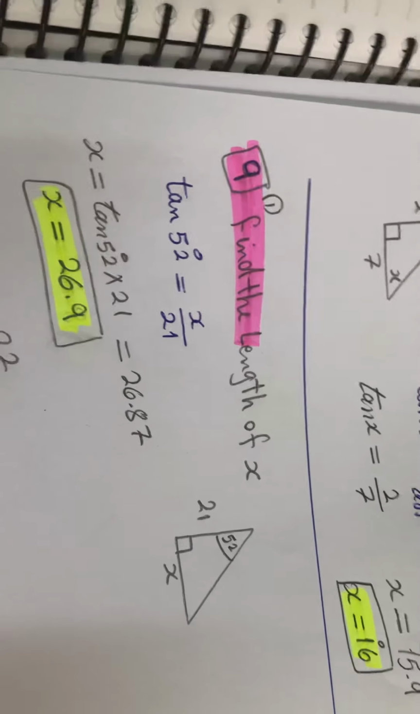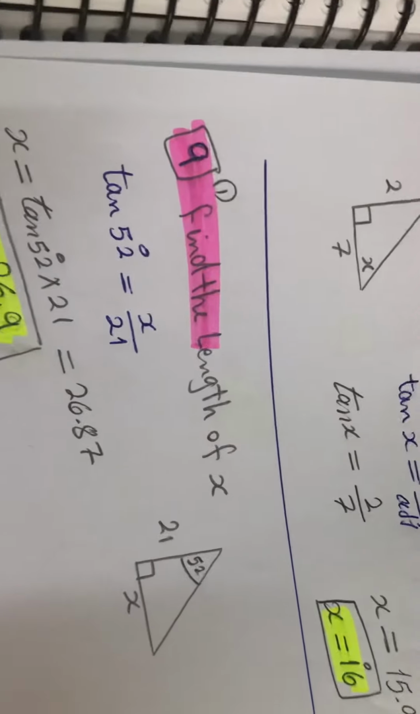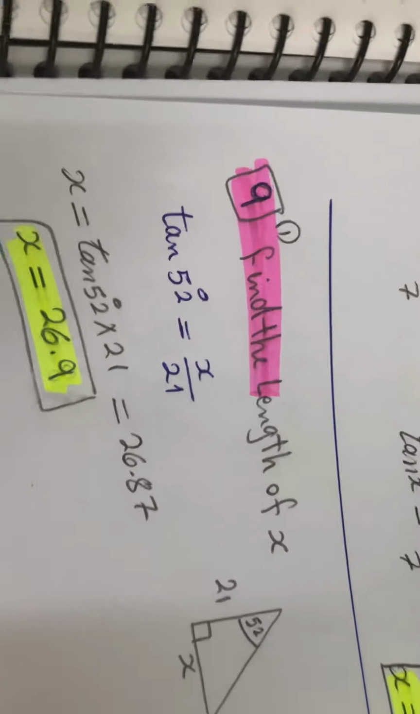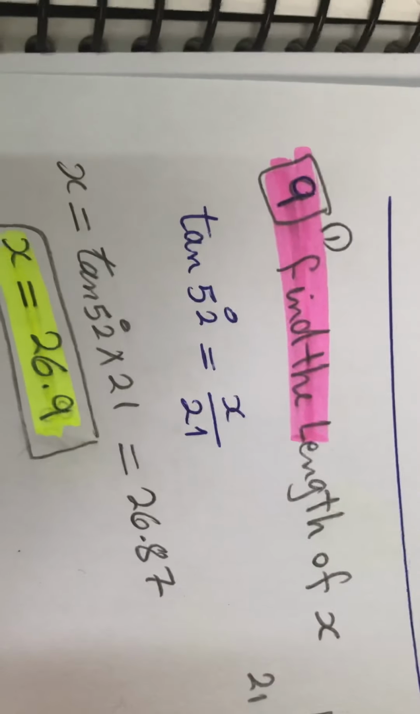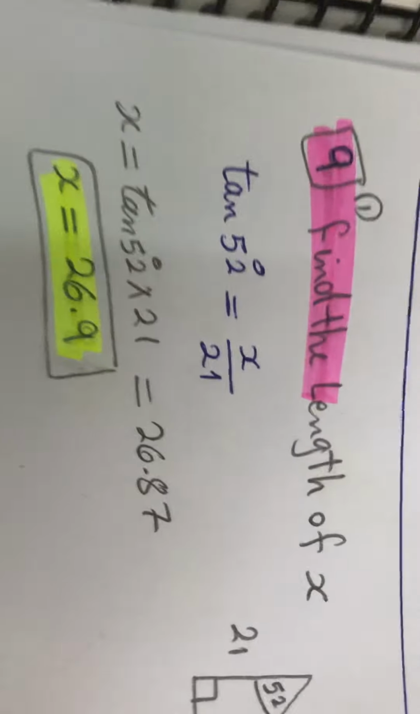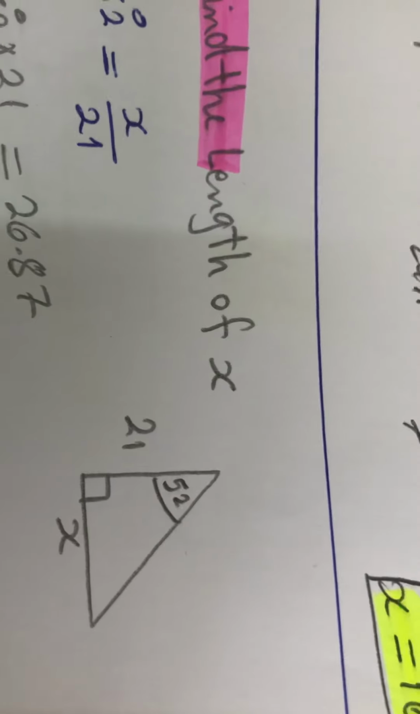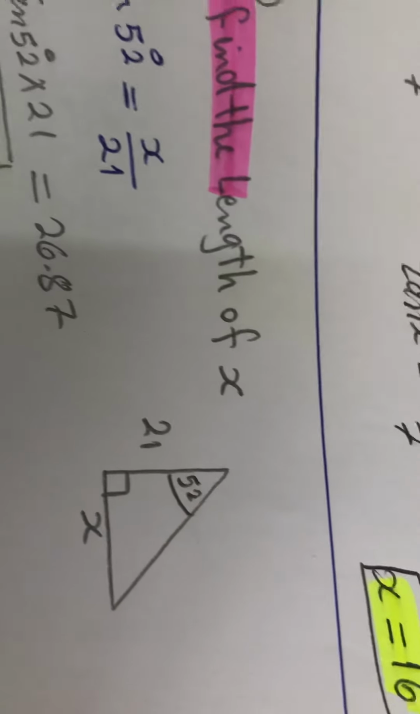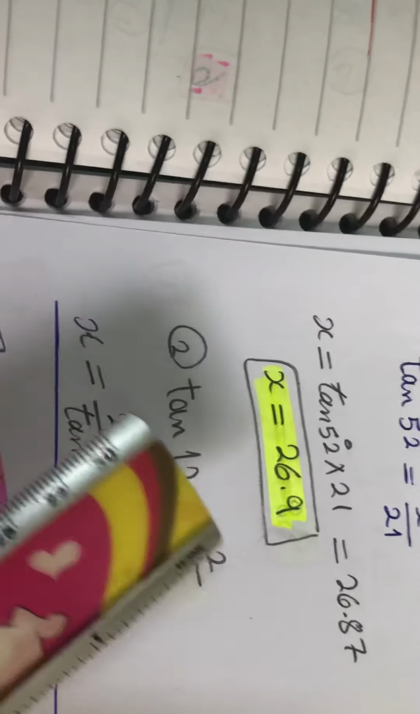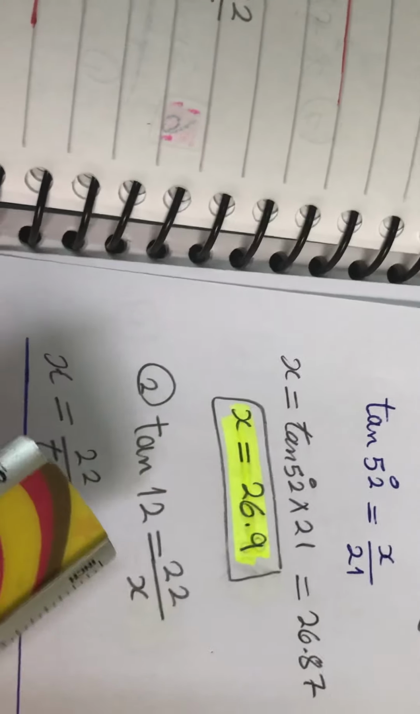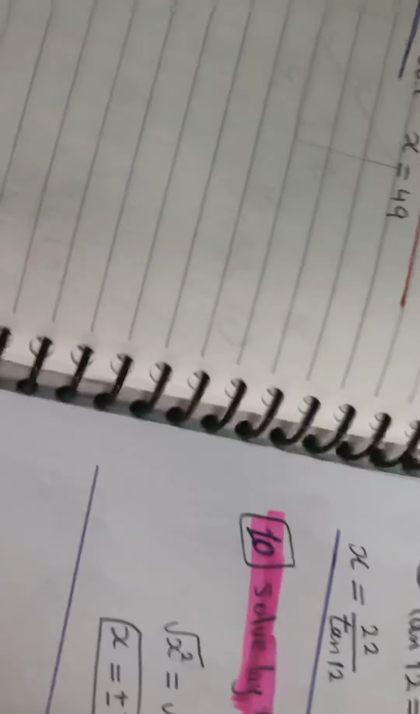Please take care. All these problems are important. To find the length, you can use the tan ratio or the Pythagorean theorem. If I give you an angle, you should use tan. And also here, if I give you a problem like this, tan 12 equals 22 over x, so x equals 22 over tan 12, and calculate it on your calculator.